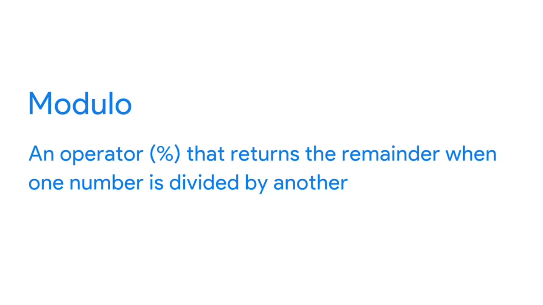All right, now let's say you only wanted the remainder from a division calculation. Well, you need a different operator for this. The modulo operator. The modulo operator is represented by the percent symbol. This is an operator that returns the remainder when one number is divided by another. In a spreadsheet, you could complete the same calculation using the mod function.